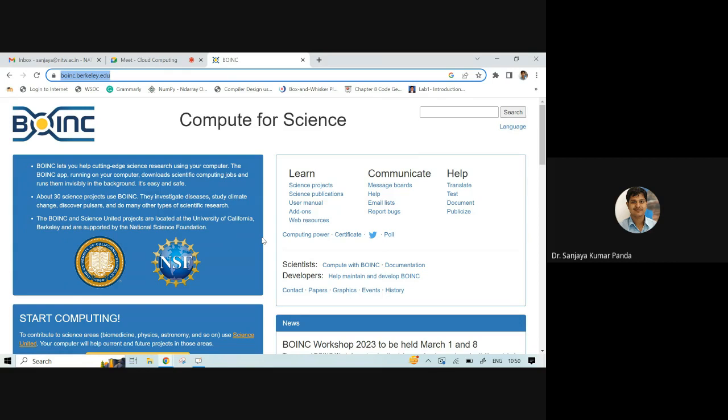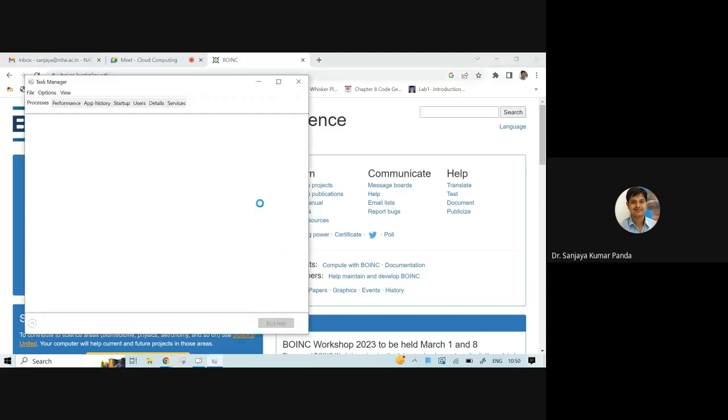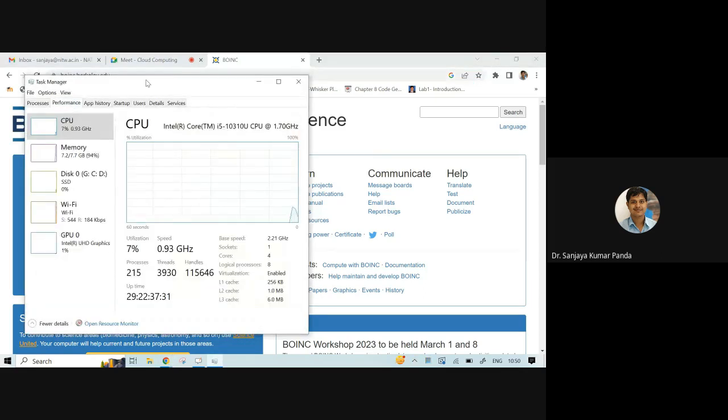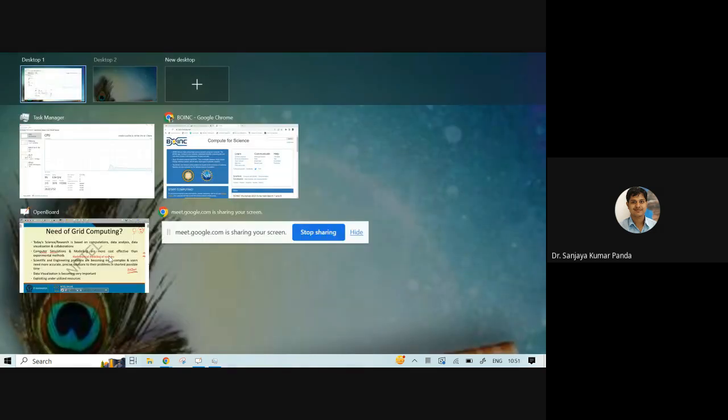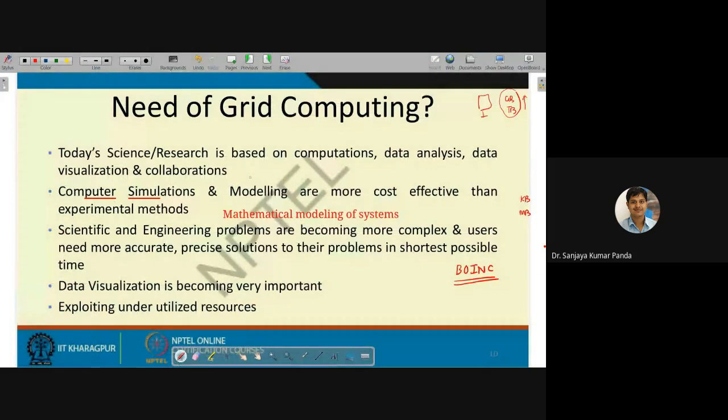If you check the performance by pressing Control Alt Delete and going to Task Manager, it is normally very low. You can say utilization is only 10%, 11%. But once you have installed this BOINC platform, you will see the utilization will be close to 100%. Whenever your system is idle only, they use these resources. So there also you are using resources from grid computing.